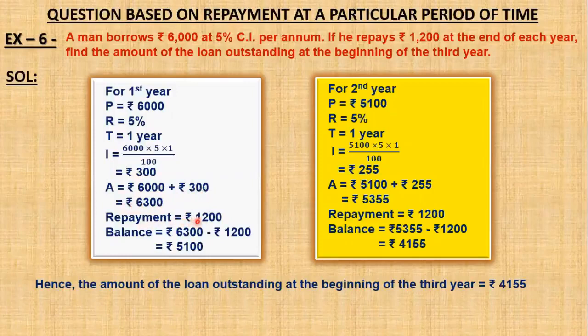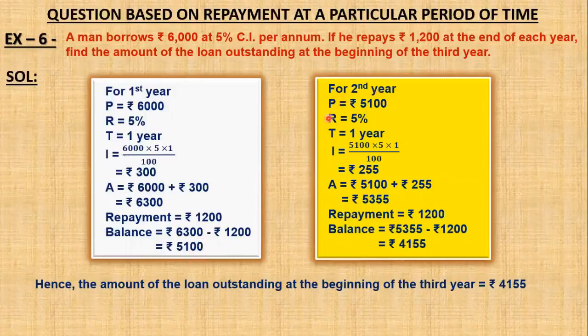Repayment, that is rupees 1,200 as it is given in the question. At the end of every year, he is repaying rupees 1,200. So here he need to pay rupees 6,300, but out of that he is paying rupees 1,200. So it will be reduced from his amount. So balance left will be equal to rupees 6,300 minus rupees 1,200, which will give rupees 5,100. Now this balance will act as principal for the second year.